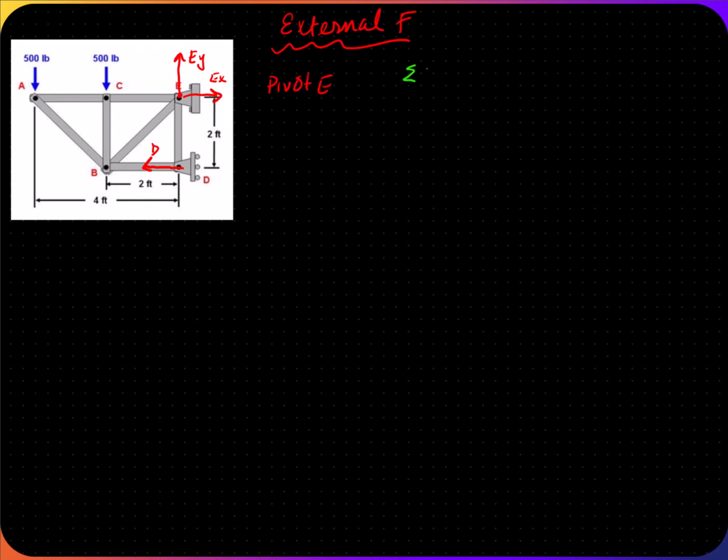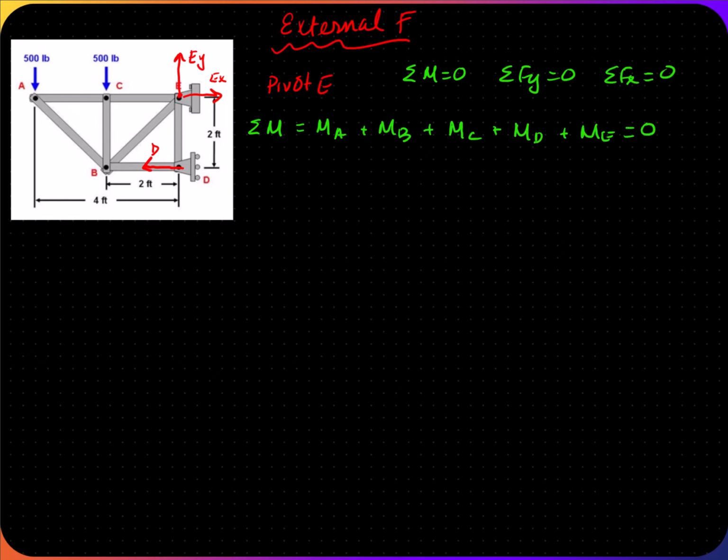We need to write a sum of moments equation, a sum of Fy equation, and a sum of Fx equation, and they all must equal 0 because this is in static equilibrium. So we're going to start with the moments. Possible moments are at A, B, C, D, and E, and this must all equal 0 or the truss will twist and bend and break.